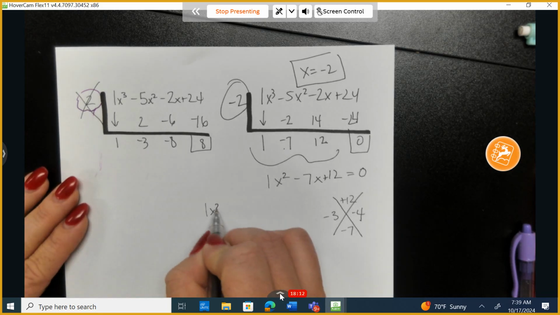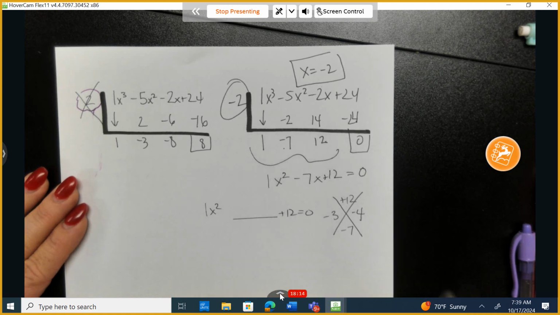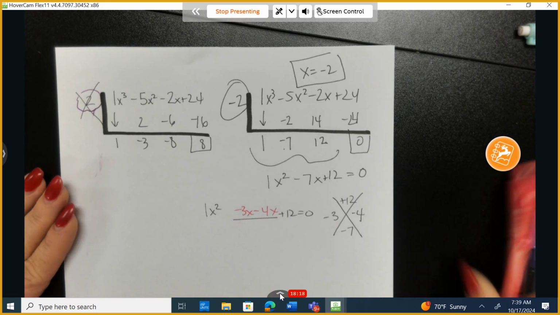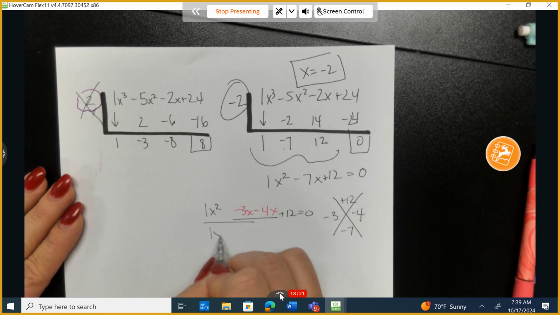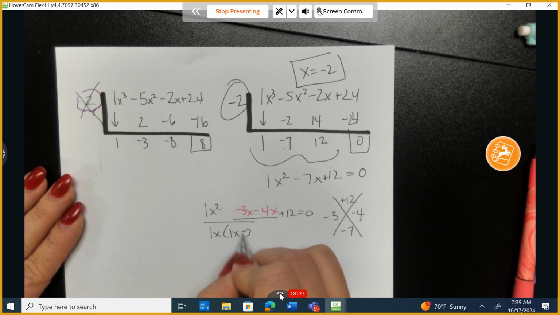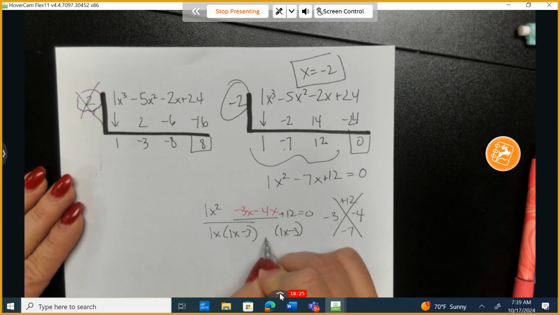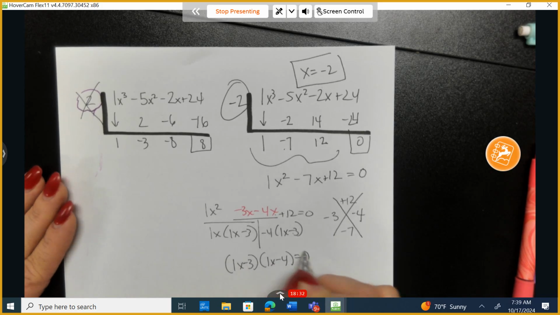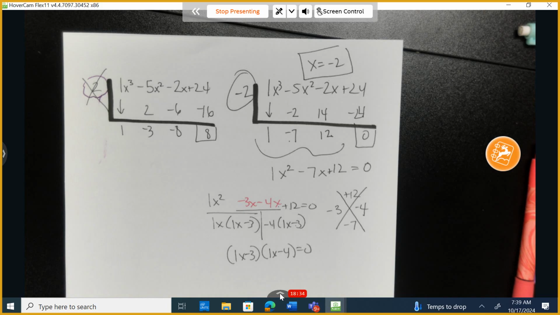So I have 1x squared -7x plus 12 equals 0. In these positions, I have a -3x and a -4x, and I'm going to quickly go through and factor this. Now, a lot of students show all of this work and they stop at this point. So they factor. Remember, our goal is to use synthetic division and factoring in order to actually solve.